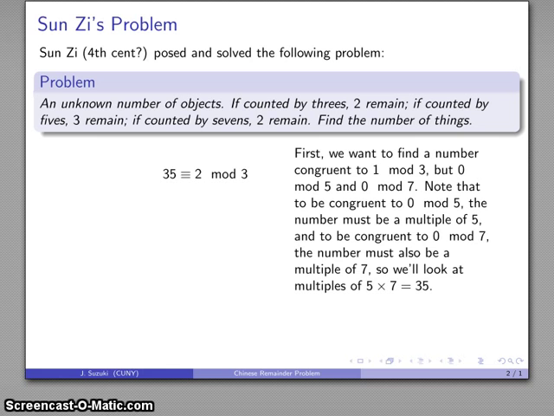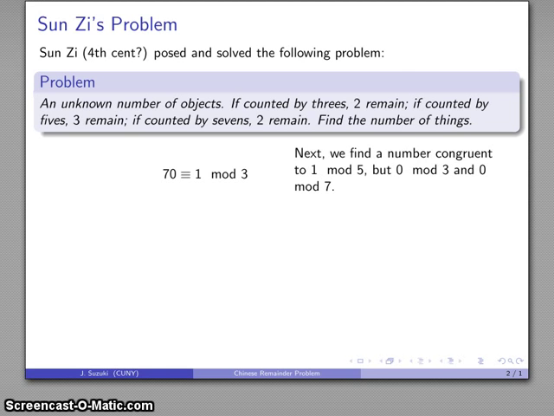And so what I'm going to do is go through the list of multiples of 35 and see what they're congruent to mod 3. So 35 is congruent to 2 mod 3. 70, on the other hand, is congruent to 1 mod 3. I'm going to do the same thing for the other two congruences. So I want to look for something that's congruent to 1 mod 5, but also 0 mod 3, 0 mod 7. And what does that mean?